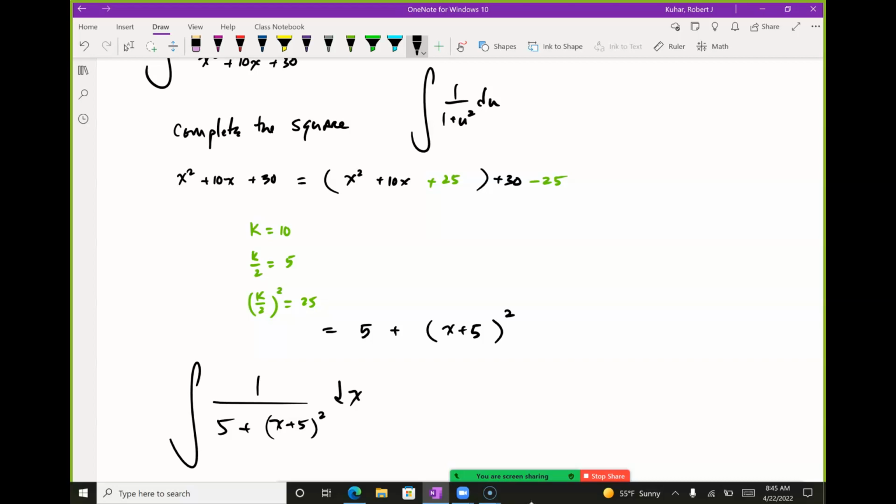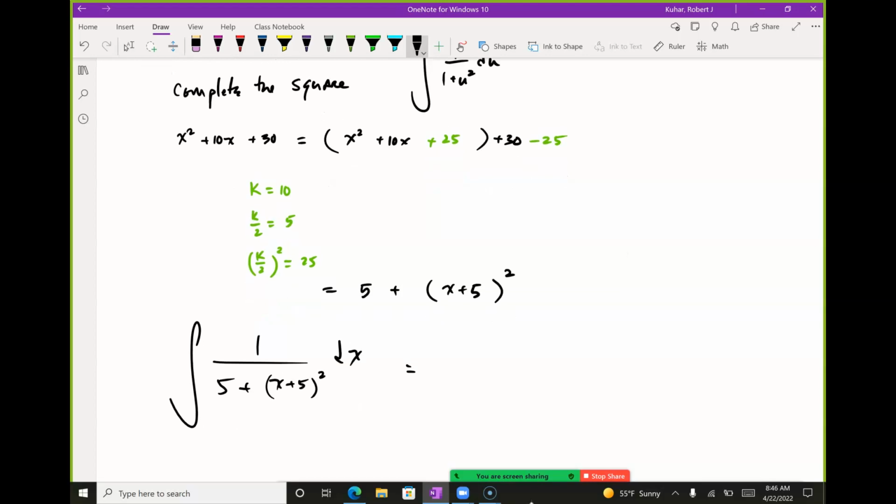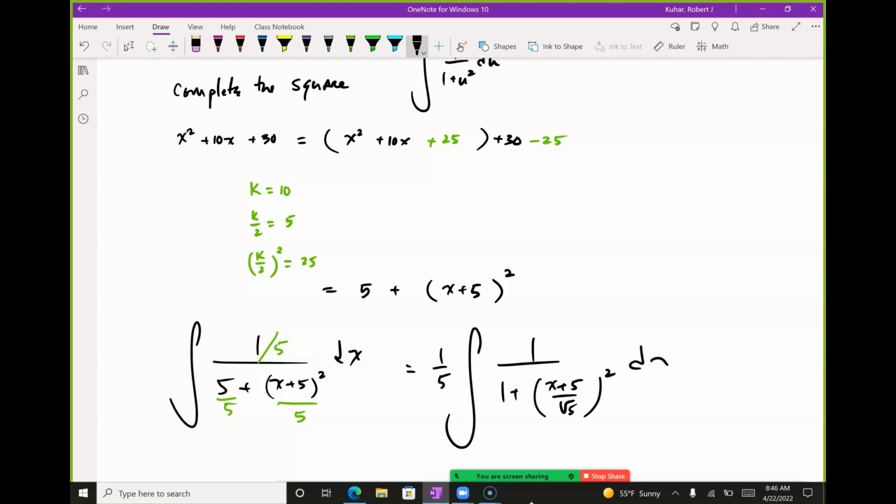It's looking more and more like 1 over quantity 1 plus u squared. But what don't I like? I don't like the 5, right? So I'm going to do that same thing before. Divide everything by 5 is fine. So let me do that way this time. Divide everything by 5. And then I want that 1/5 that survives inside of my integral to go into the square. So I'm doing now 1/5 times the integral of 1 over 1 plus x plus 5 over rad 5 quantity squared dx.